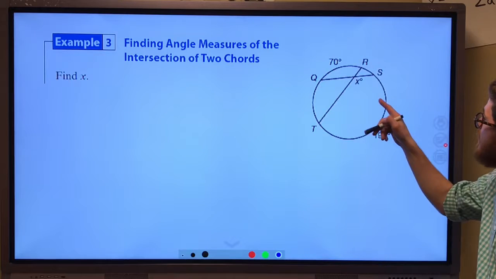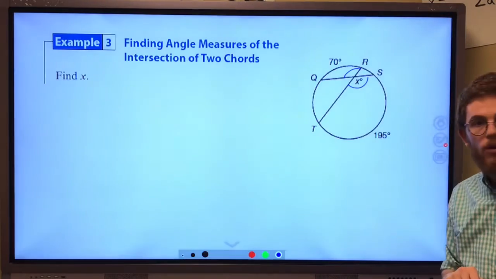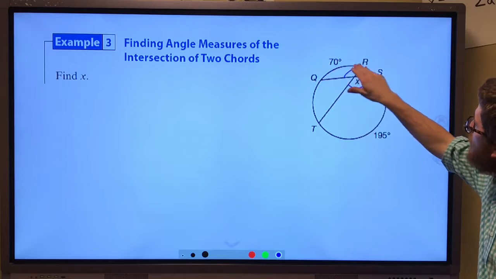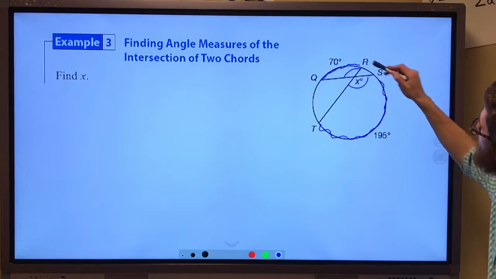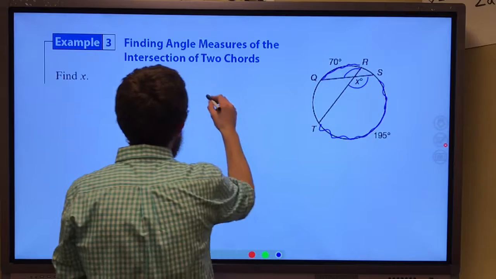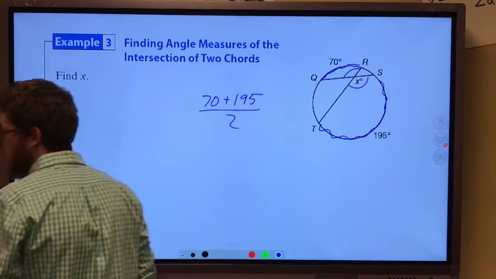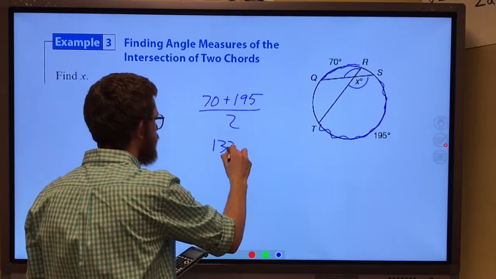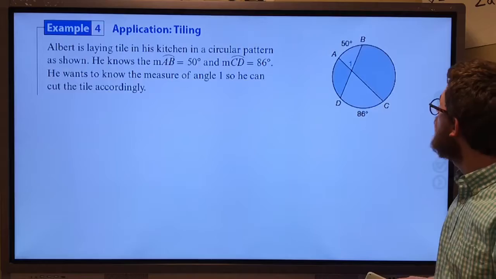We want to find X. X is going to be the same measure as that angle over here. Those angles open up into a 70 degree arc and a 195 degree arc. So I know the measure of X is going to be the average of 70 and 195 degrees. Add them up, divide by 2. We get 132.5 degrees would be our value for x.